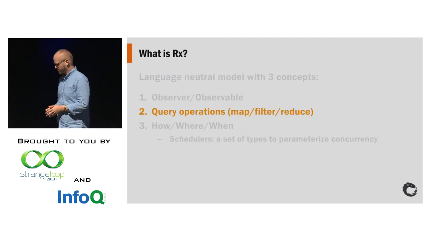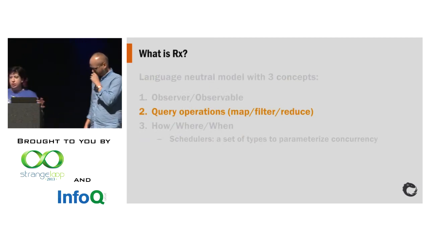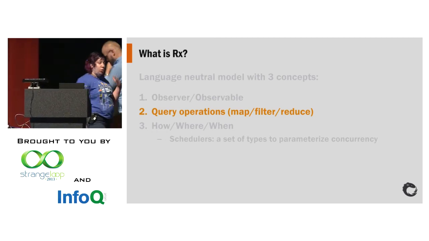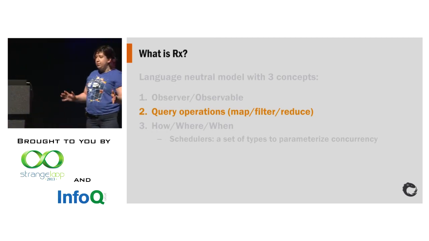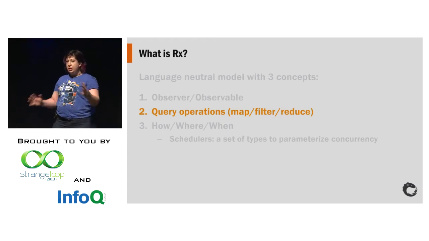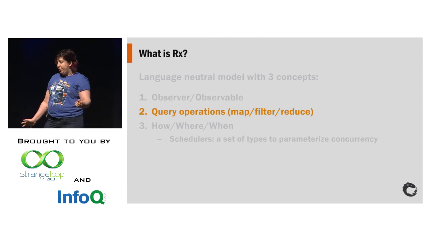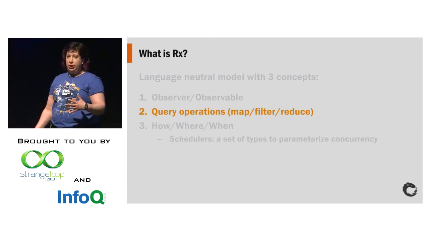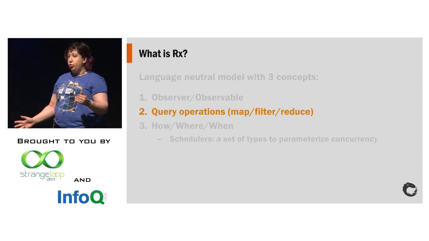So Matt talked about the first component of Rx, and that was the observer and the observable. The second component comes from what he talked about earlier, the duality between the pull-based collection and the push-based collection. So if you think about what you do with a list in functional programming, there's a set of well-known combinators. Essentially, you map, you filter, you reduce.